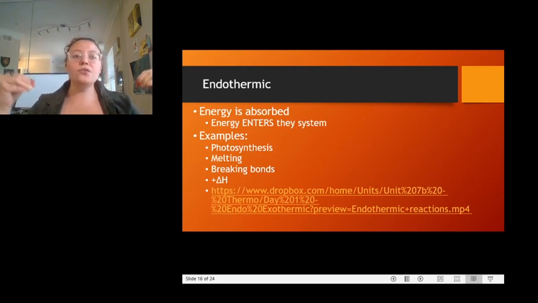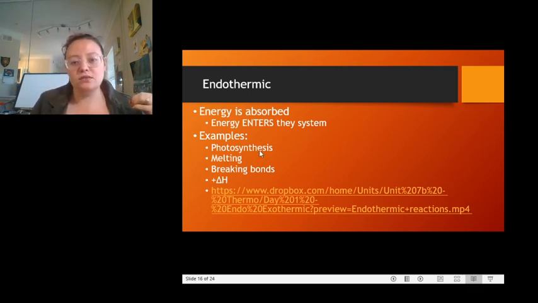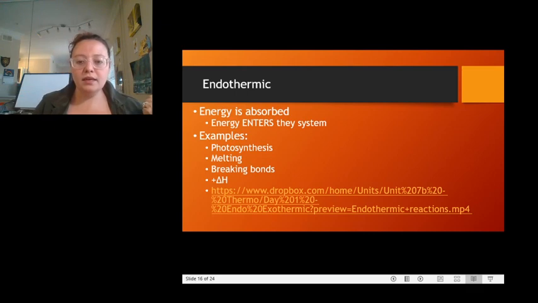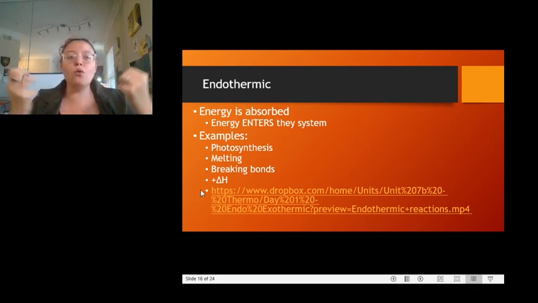In the endothermic reaction, energy is entering the system, the opposite of the exothermic. So the system is absorbing the energy from the surrounding, and then the reaction occurs. For example, photosynthesis. The plant takes in the sunlight to create energy. You also need energy to break bonds. And again, our enthalpy is positive because we are absorbing energy into the system.